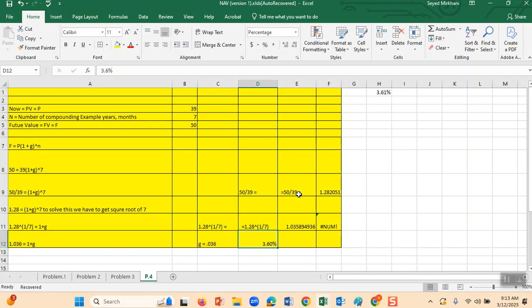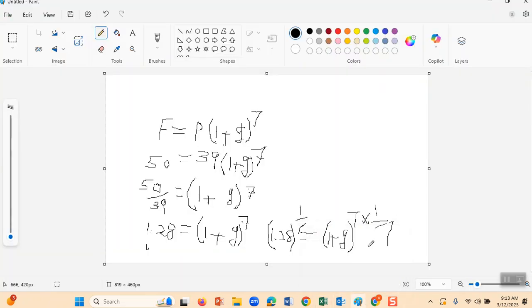As I said, you can use paper and pen to calculate it, which means you can use your own basic calculator, which I did. Look here, I used Paint, although it looks very ugly, but it gives you the idea. Future value equals present value times (1 plus g) to the power 7. As you know, it's hard to use a mouse to write these things, that's why they look crazy. Therefore, we say future value $50 equals the present value $39 times (1 plus g) to the power 7.